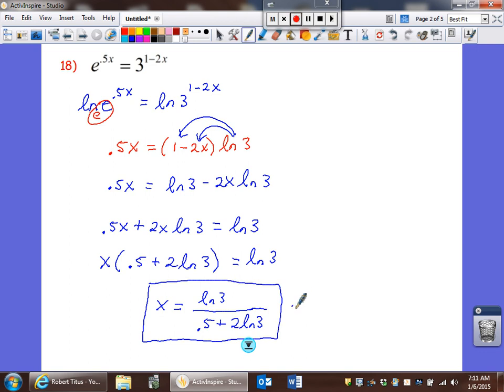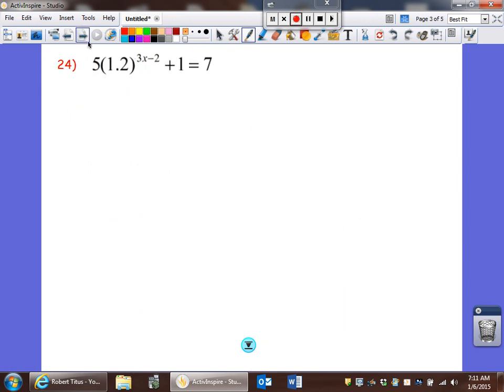And then for number 18, when you put it in the calculator, you end up getting 0.407. And that would be your approximation to the nearest thousandths. And that completes problem number 18. Now we're going to move it on to number 19. Or I'm sorry, number 24.